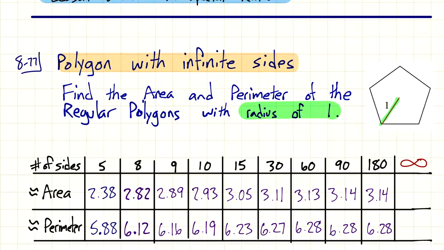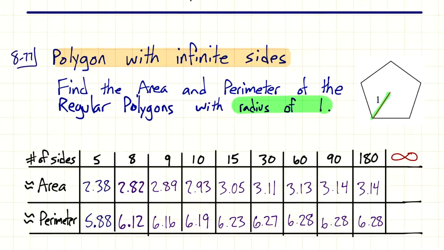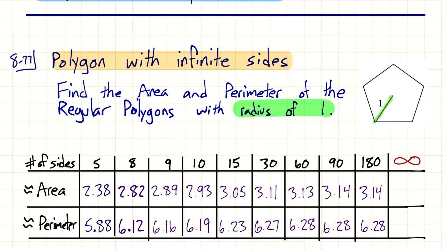what is it that we can notice about area and perimeter as the number of sides grows in a regular polygon. All right, so what does a polygon with infinite sides look like? What is the area of that shape? What is the perimeter of that shape?